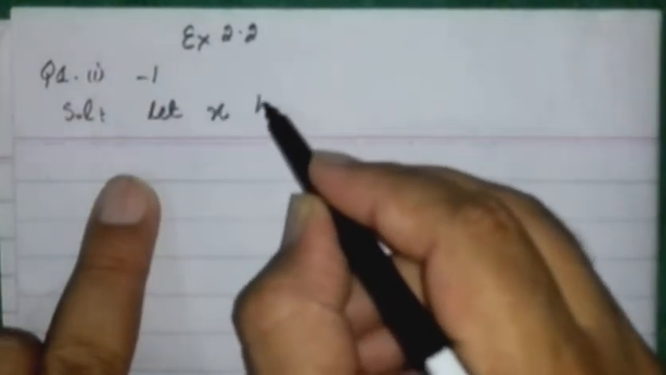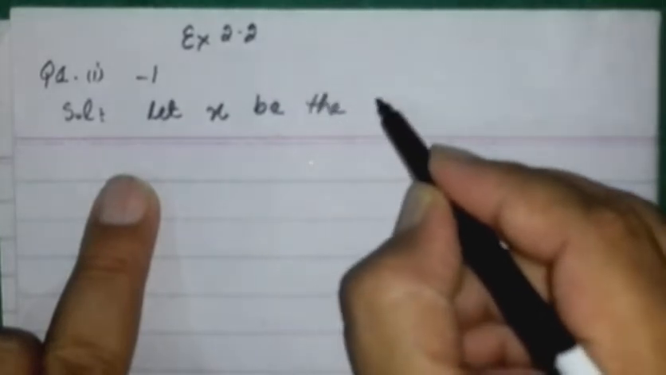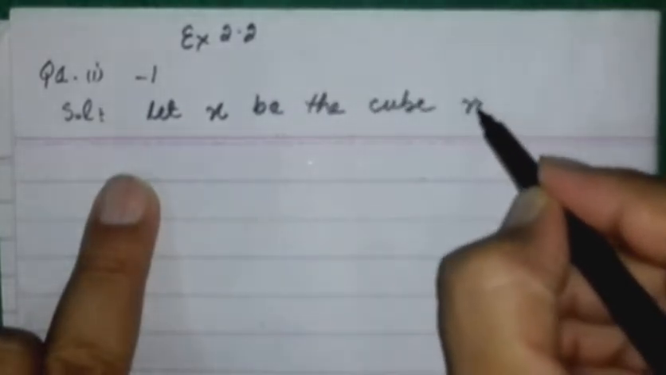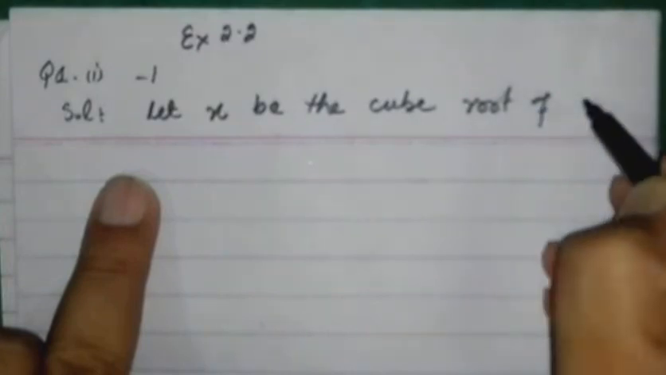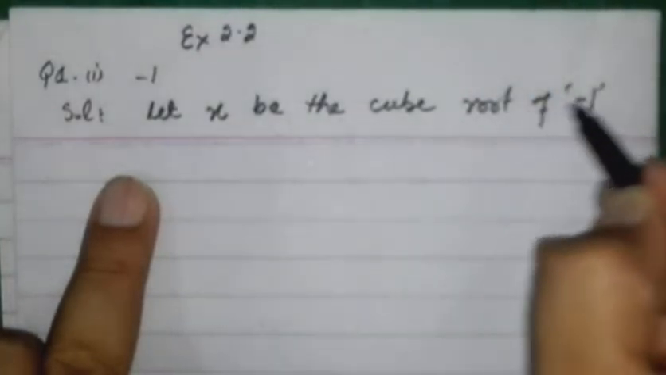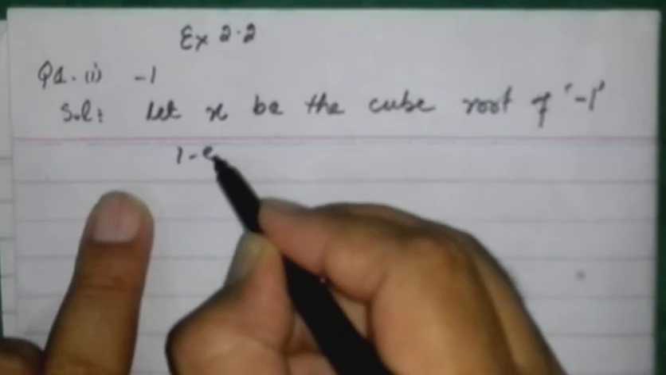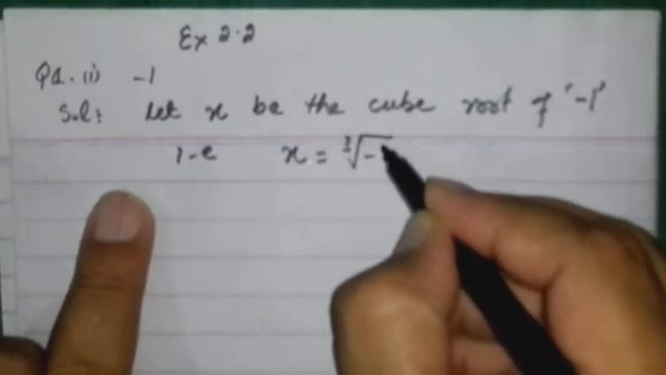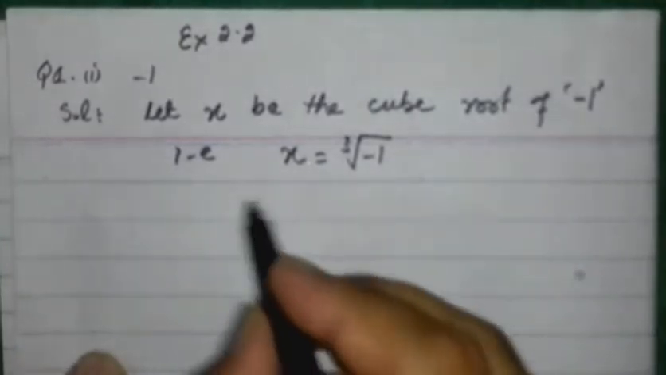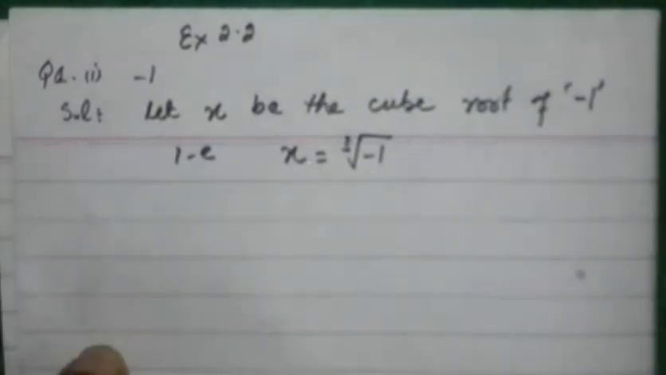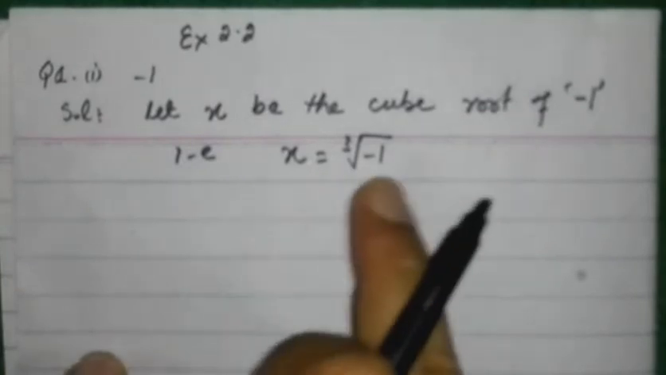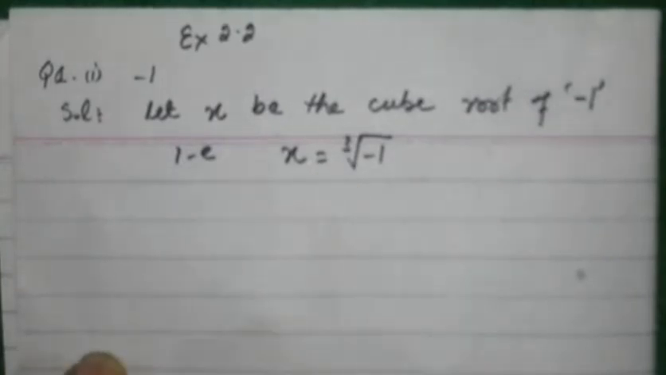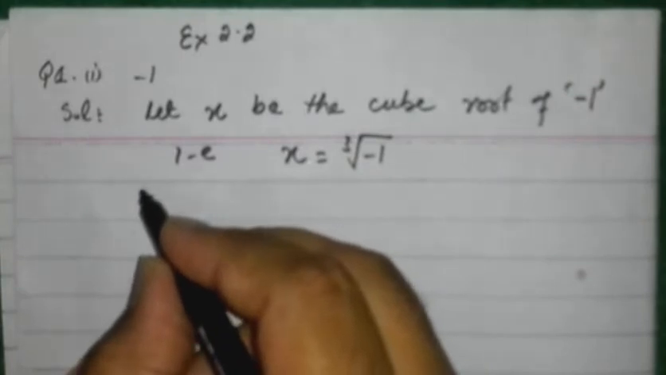Solution. Let x be the cube root of -1. That is, x equals the cube root of -1. Taking cubes on both sides in order to remove this cube root. Taking cubes on both sides.